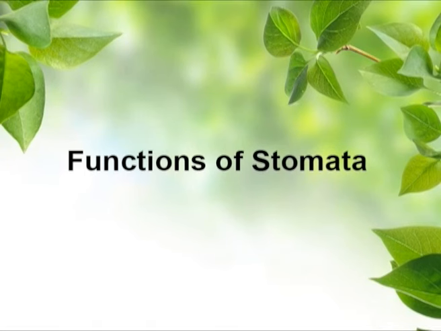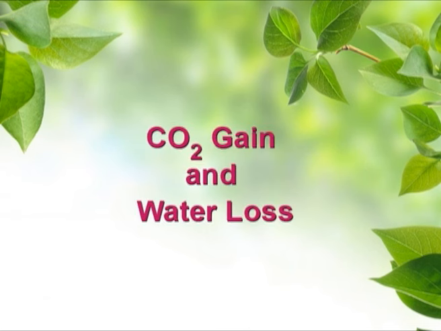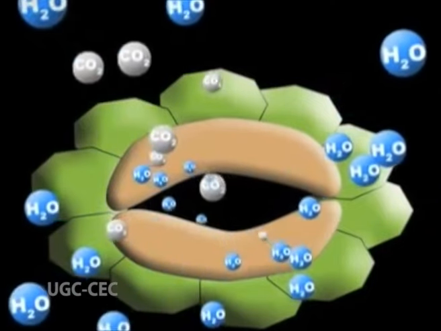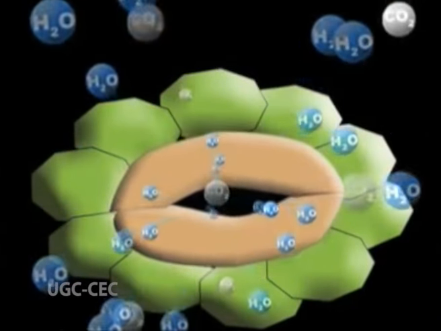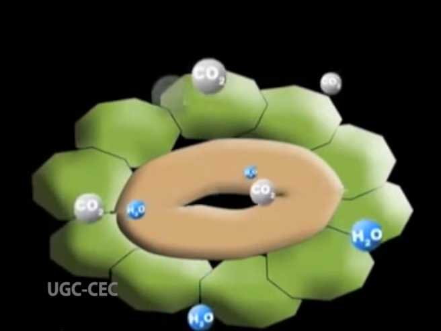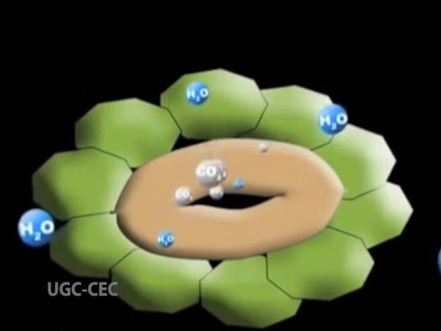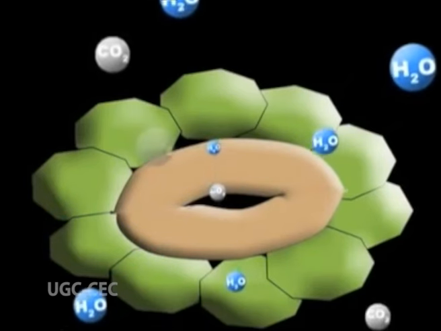Functions of stomata. Carbon dioxide gain and water loss. Carbon dioxide, a key reactant in photosynthesis, is present in the atmosphere at a concentration of about 390 ppm. Most plants require the stomata to be open during daytime. The air spaces in the leaf are saturated with water vapor, which exits the leaf through the stomata, and this is known as transpiration. Therefore, plants cannot gain carbon dioxide without simultaneously losing water vapor.